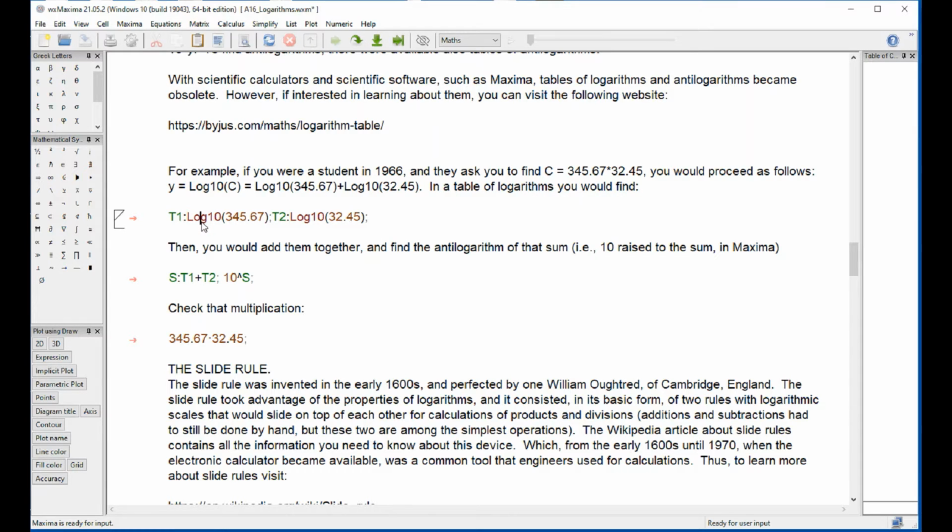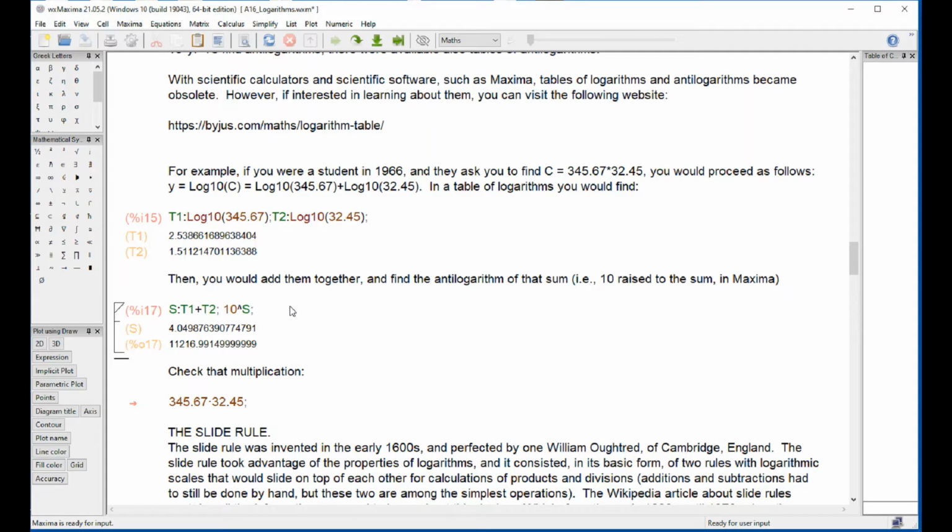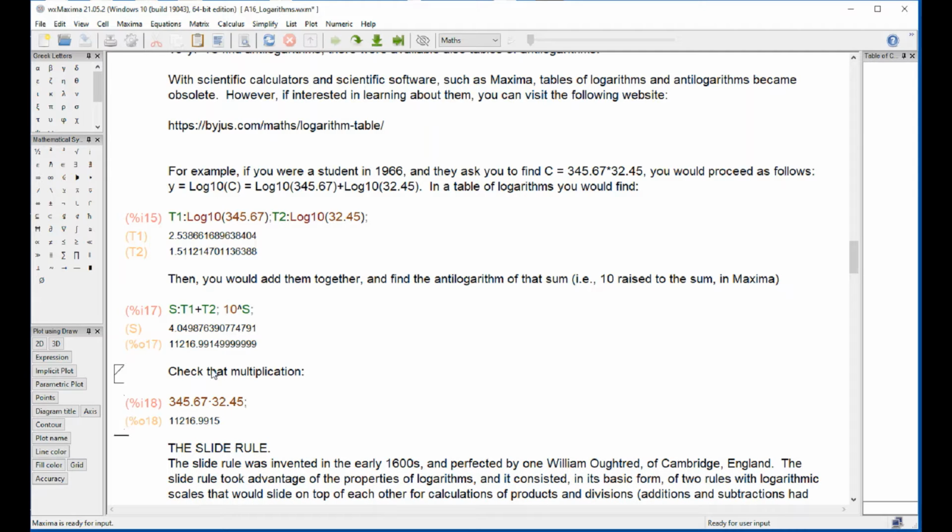And so I calculate those logarithms separately. This you will read in a table of logarithms, and then add the two together, and raise 10 to the sum. That will be the anti-logarithm, and this will give you your result. Now, because of round off, this should be equal to 5 right there, and you can check multiplying the two numbers, and you see that you get the same result.